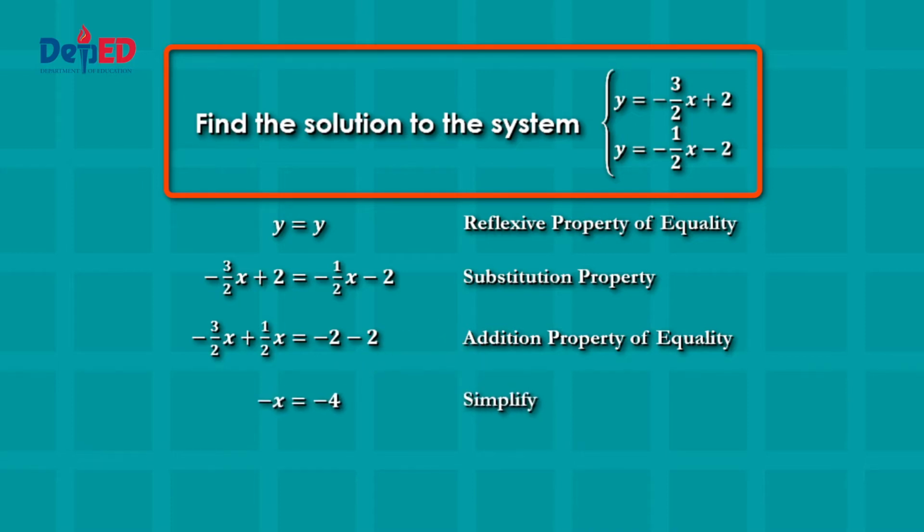Now, we simplify by combining like terms. Negative 3 halves x plus 1 half x is negative x, while negative 2 minus 2 is negative 4. And we can multiply both sides by negative 1 such that x will be positive. Thus, x is equal to positive 4. Now that we have the value of x, we can substitute it to any of the equations in the given system to get the value of y.